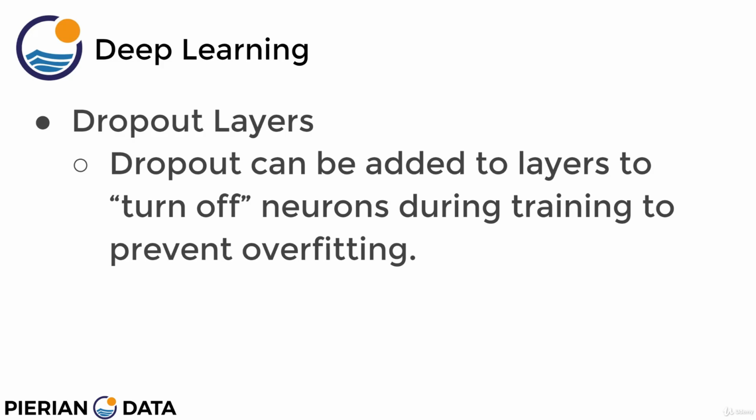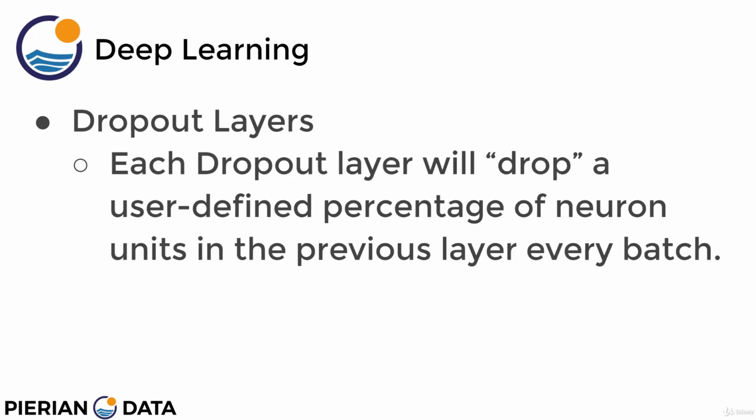Dropout layers are layers that can be added to turn off neurons during training to prevent overfitting. Basically, what we do is each dropout layer will drop or turn off a user-defined percentage of neuron units in the previous layer every batch. So that means certain neurons don't have their weights or biases affected during a batch. Instead, they're just turned off.